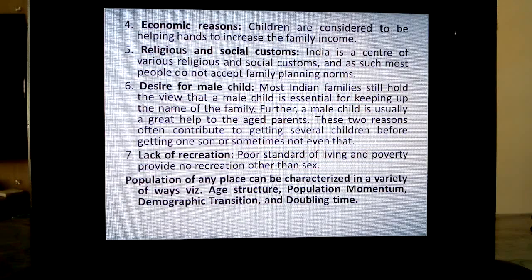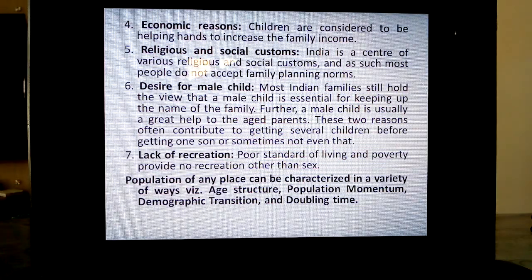Children are considered to be helping hands to increase the family income. At the age of child labor, at the age of 10 or 11, the small children will be sent for earning, and that increases the economy of the house, family. So this is also one of the reasons to have more children.